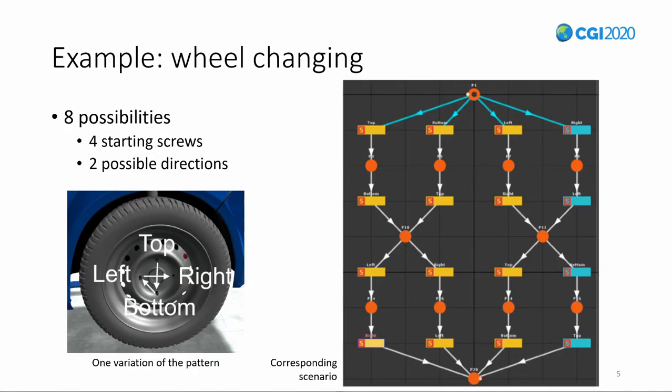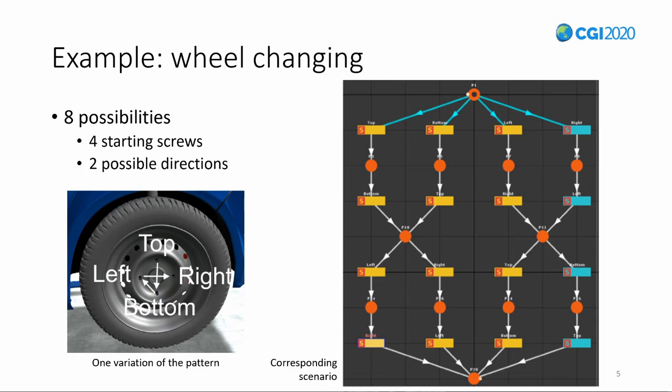So, throughout this presentation, I will mainly rely on an apparently simple scenario, but in fact, it's not that simple. This scenario consists in changing a wheel following a cross pattern. For this scenario, there are 8 possibilities. First, 4 possibilities according to the starting point of the scenario, and also for each one of these possibilities, 2 possibilities according to the direction of the pattern.